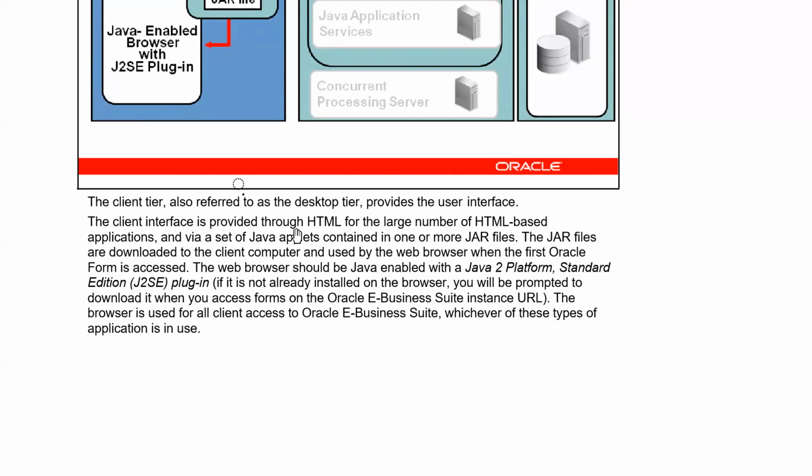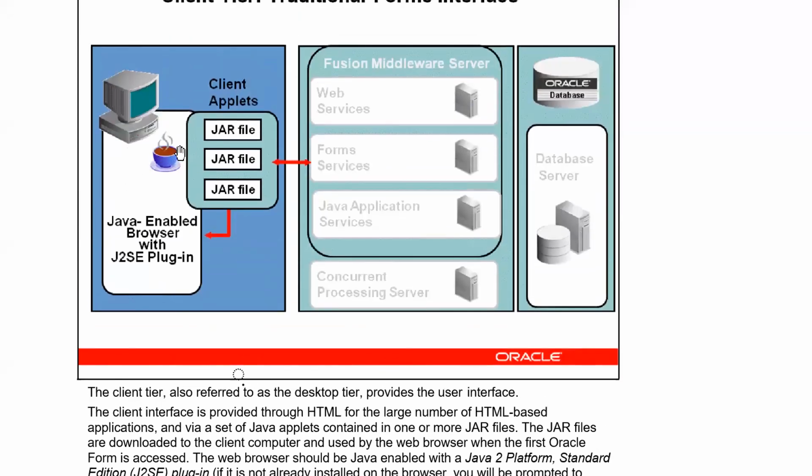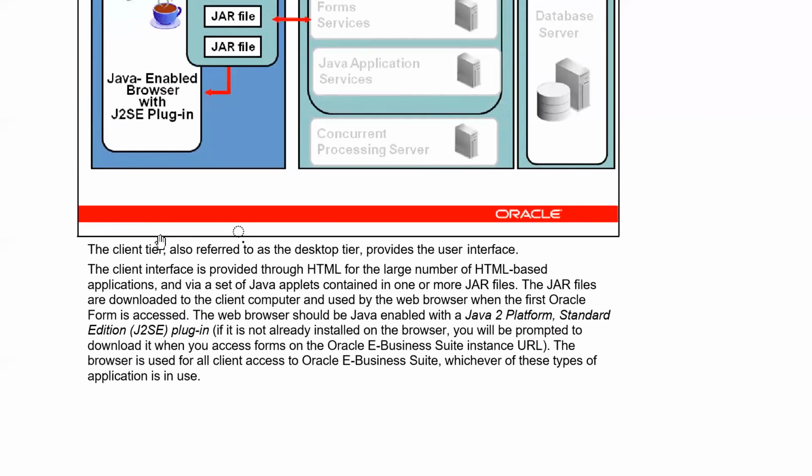The client interface is provided through HTML for a large number of HTML-based applications, and via a set of Java applets containing one or more jar files. See, the jar files are downloaded to the client computer and used by the web browser when Oracle Forms is accessed for the first time. The web browser should be Java enabled with the Java J2SE plugin. So the first time we'll be installing Java also on your laptop machine. There is a proper version you need to install.